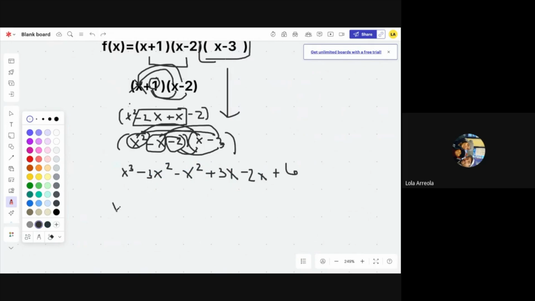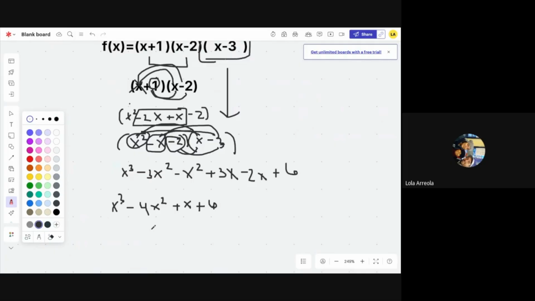So I have x cubed alone. It has no like terms, so it stays x cubed. But then I have negative 3x squared minus x squared, so that totals to negative 4x squared. Again, combining those like terms. 3x minus 2x is just x. And then again, 6 doesn't have any like terms, so it's just 6.